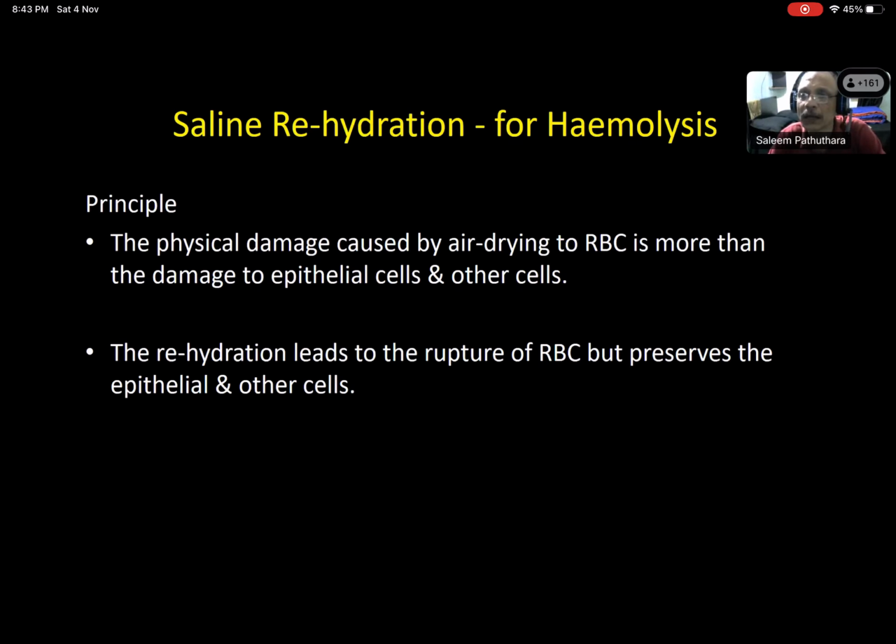Now, if the material is very hemorrhagic, we can use the saline rehydration method, which is for the complete hemolysis of the RBCs on the slide. So what is the principle? The physical damage caused by air drying to RBCs is more than the damage caused to the epithelial cells and other cells. Rehydration with saline leads to the rupture of RBCs, but it preserves the epithelial cells and the other cells. So you can see how we do that.